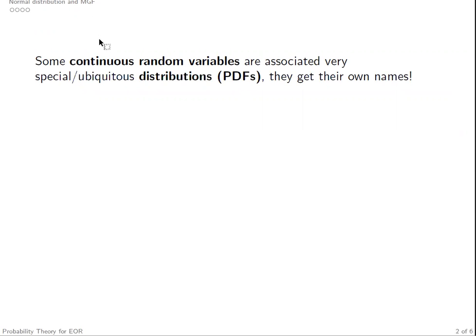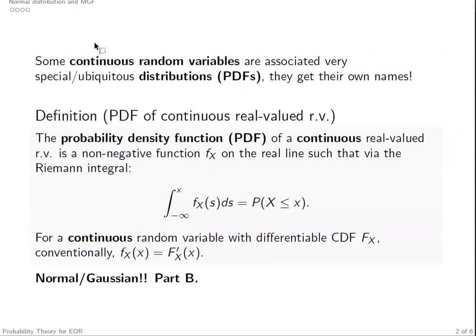When we talk about continuous random variables, sometimes we will use their PDF, the probability density function, to represent different types of random variables. The probability density function for a given continuous real-valued random variable is a non-negative function f(x) such that the probability of X smaller or equal to small x from the real line is equal to the value assigned by a Riemann integral concerning the PDF.